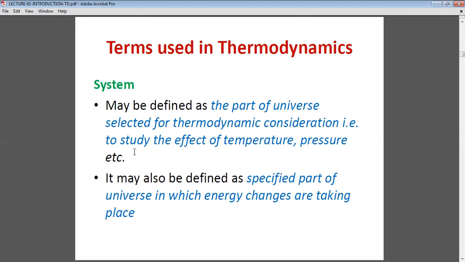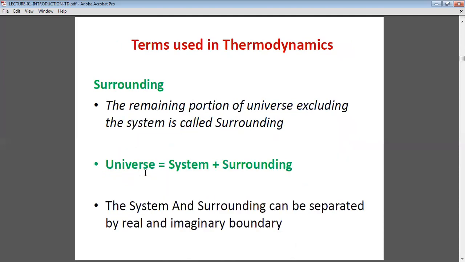A system may be defined in two other ways. It may be defined as a part of the universe selected for thermodynamic considerations. That means in the complete universe, the only area upon which our analysis is concentrated is called the system. In that part only, we will study the effect of temperature, pressure and different variables. Another way of defining the system: it may also be defined as a specific part of the universe in which energy changes are taking place. So we can observe some energy changes in that specific part of the universe.